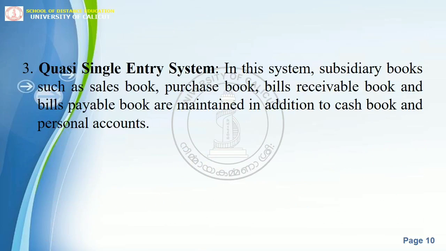The third type is a quasi single entry system. In this, subsidiary books like sales books, purchase books, bills receivable books, and bills payable books are maintained in addition to the cash book and personal accounts. So there are three kinds of books maintained in quasi single entry system, that is subsidiary books along with cash book and personal accounts.